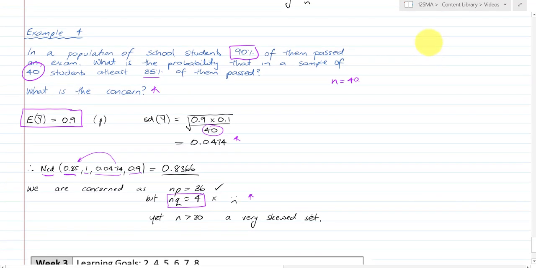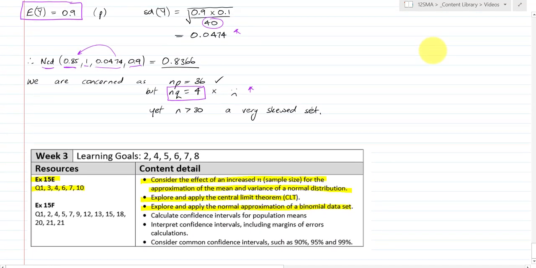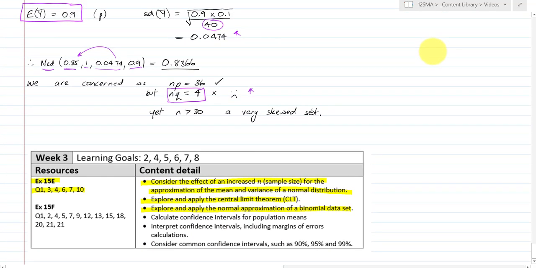So there's exercise 15E, and we've talked a bit about how we'd apply this idea to non-normally distributed sets for sample means. And so you can be working on 15E.